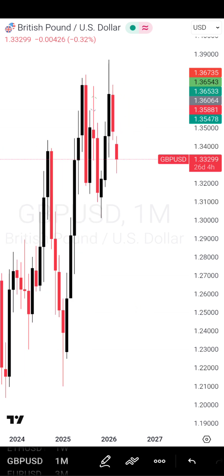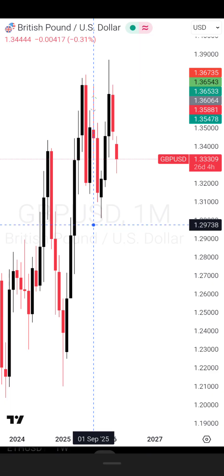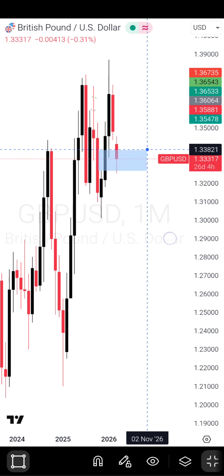Today I want to break down GBPUSD based on how I trade. So let's start from the monthly time frame. On the monthly time frame, we have this nice FVG. It's a nice FVG.